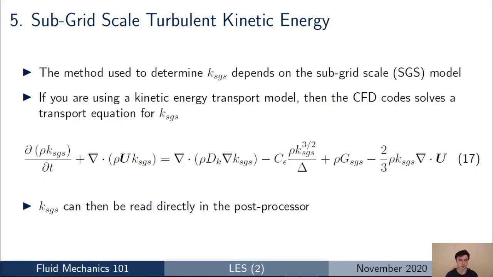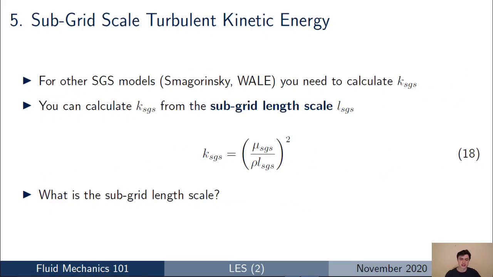So the easiest models are the models that use a kinetic energy transport model, and if this is the model you selected, then it's fairly straightforward, because the CFD code will solve a transport equation for the subgrid scale turbulent kinetic energy, much like you would for the other equations, and then this field, K with the subscript SGS, is already exported for you and is available as a solution in the post-processor. So you just need to make sure that you read in that field and you can look at it directly in the post-processor. That one's fairly easy.